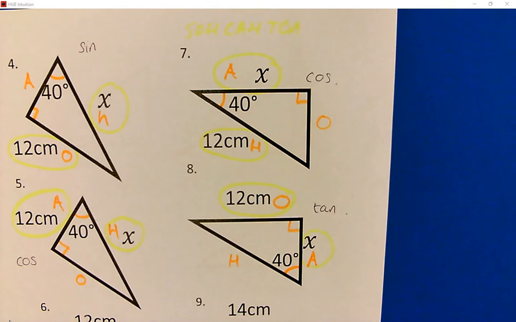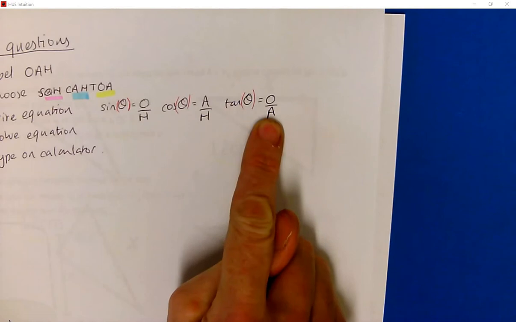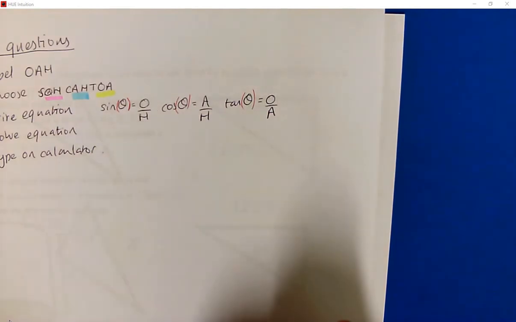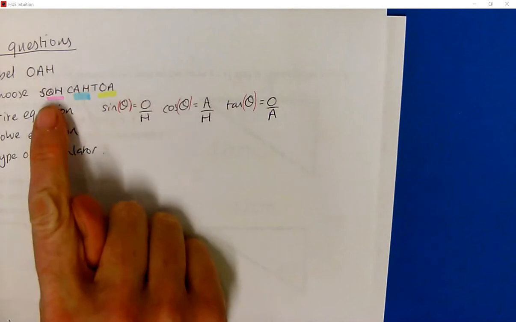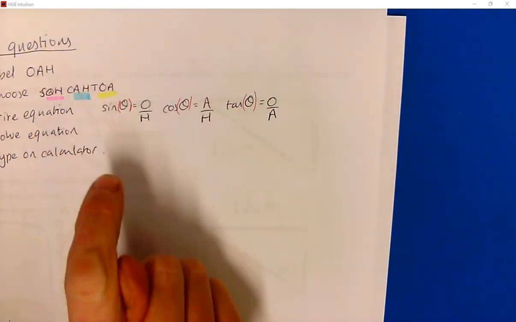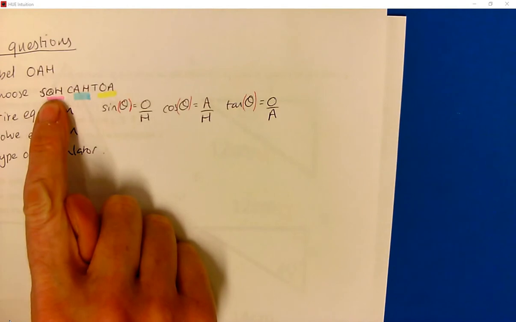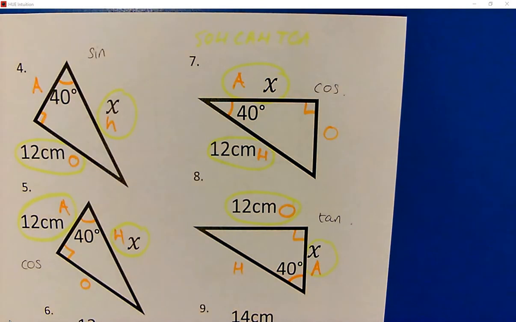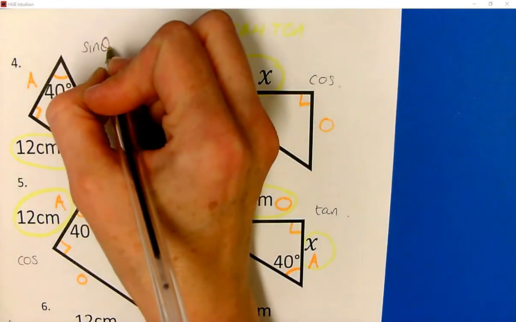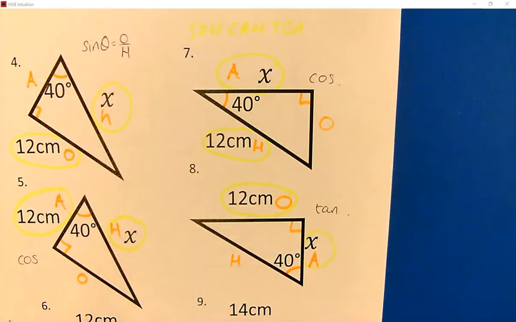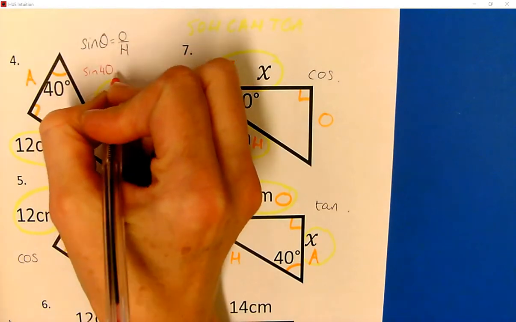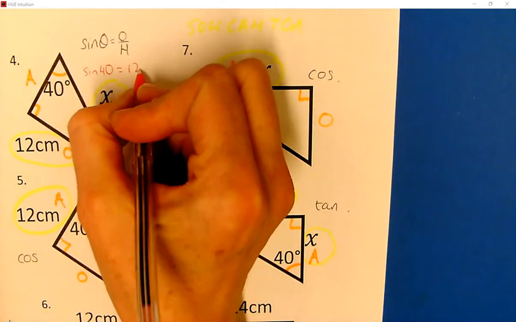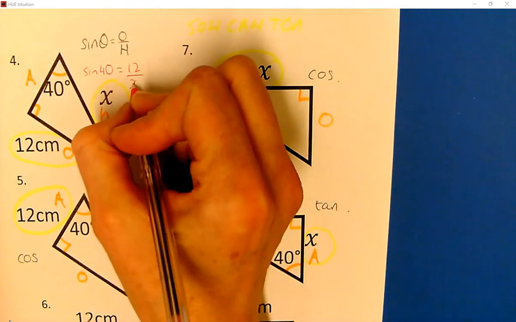Fantastic. So once we've identified which ratio we're going to use, we write down the equation and we put in the information we've got. So in SOHCAHTOA, it's sine or cos or tan of the angle, and then the first letter goes on the numerator and the second letter on the denominator. So for sine, we do sine of the angle is opposite over hypotenuse. So for our question here, our angle is 40, the opposite side has got a 12 on it, and the hypotenuse has an x.